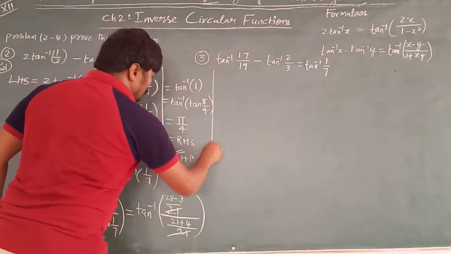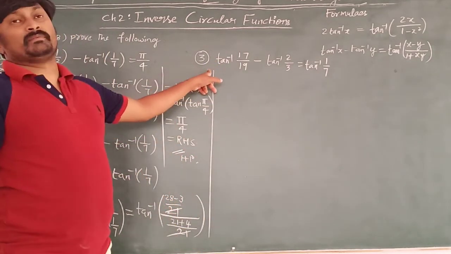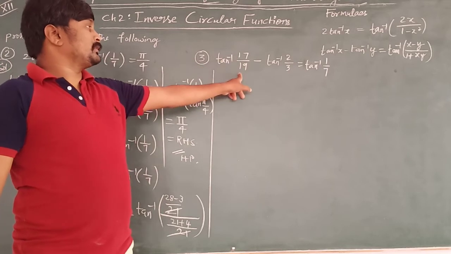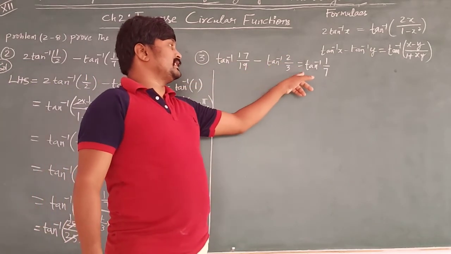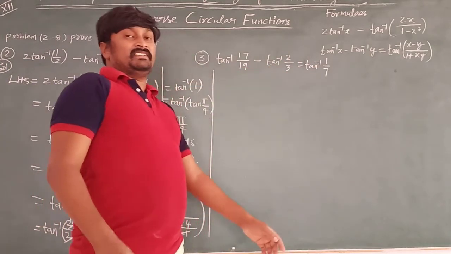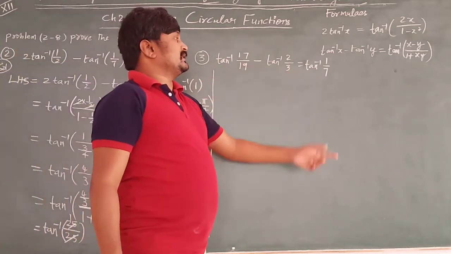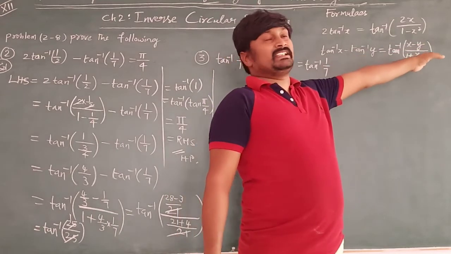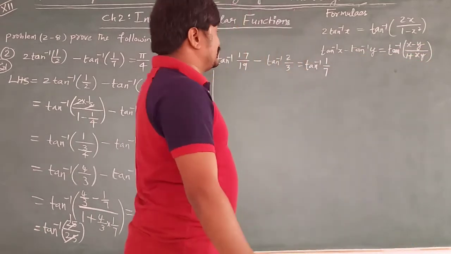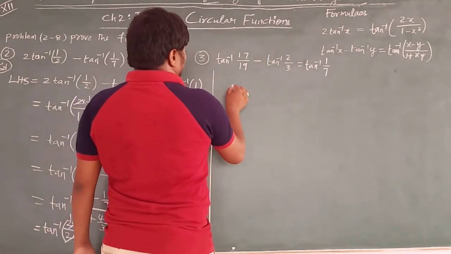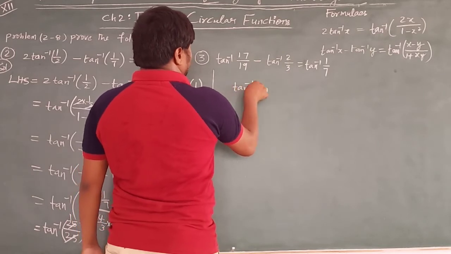Let's move on to problem number 3 now. What is problem number 3? Tan inverse 17 upon 19 minus tan inverse 2 upon 3 is equal to tan inverse 1 upon 7. This I need to prove. To prove, what do I need to do? Tan inverse x minus tan inverse y is tan inverse x minus y upon 1 plus xy. So use that.